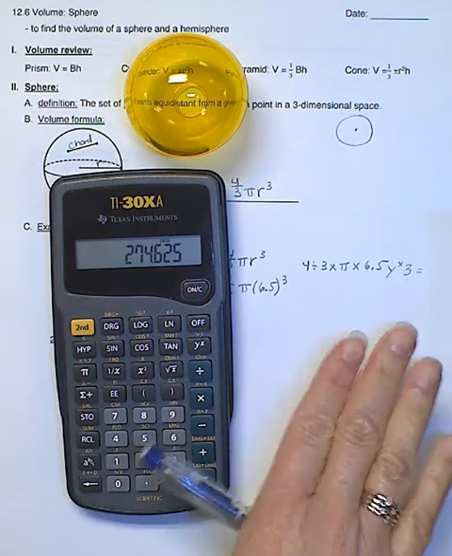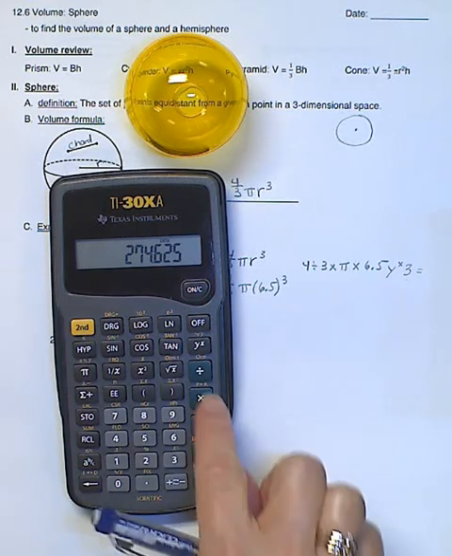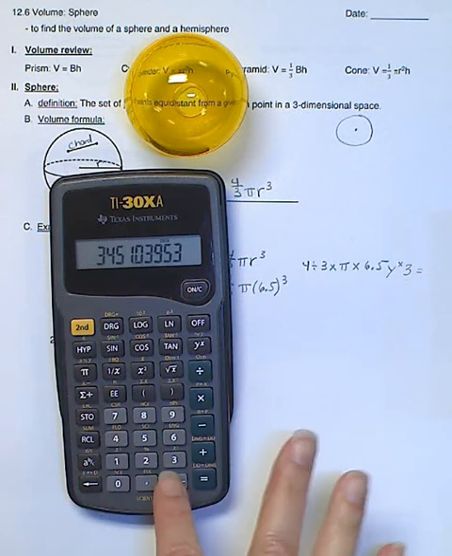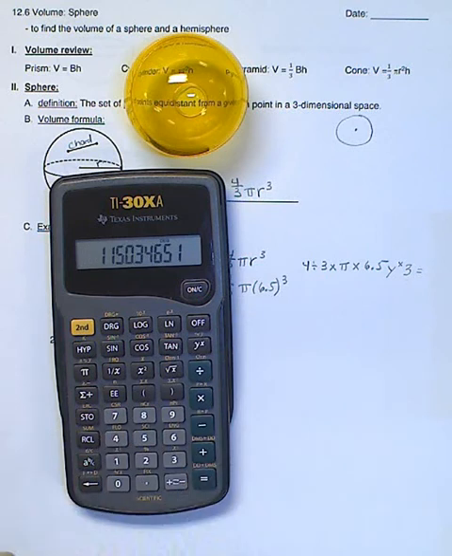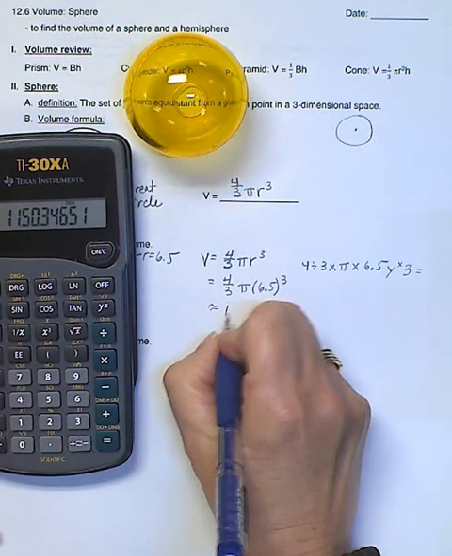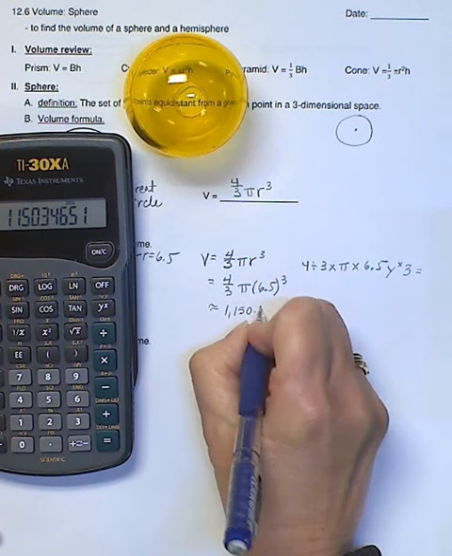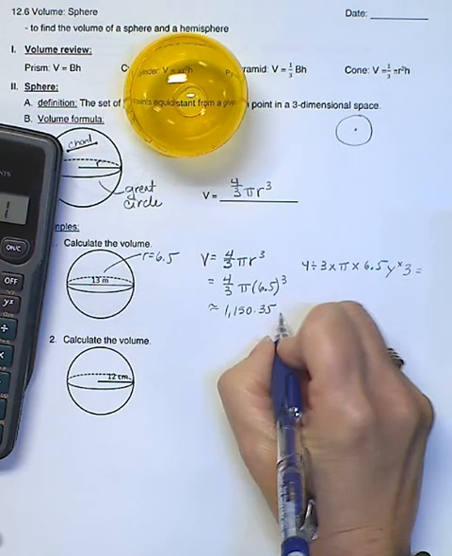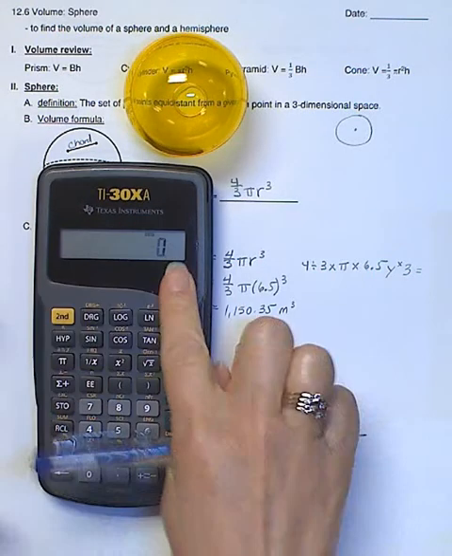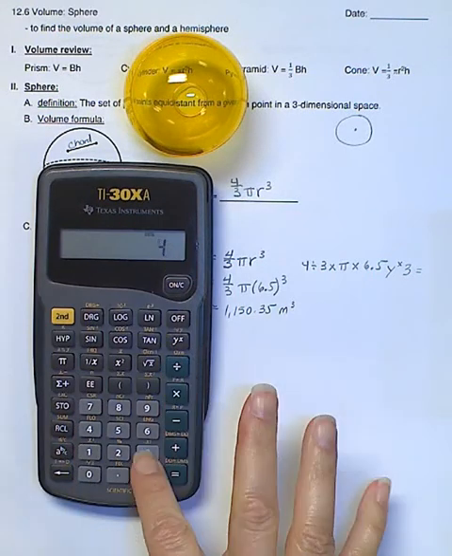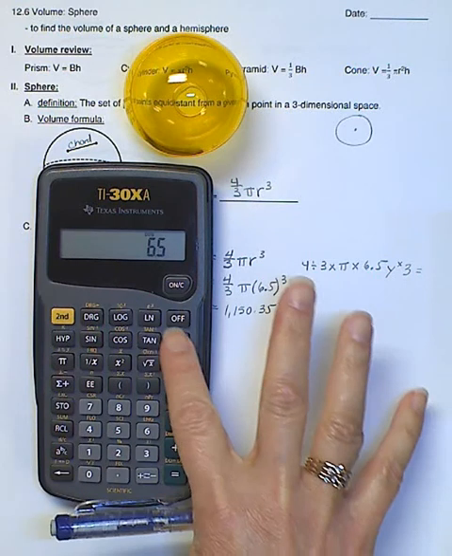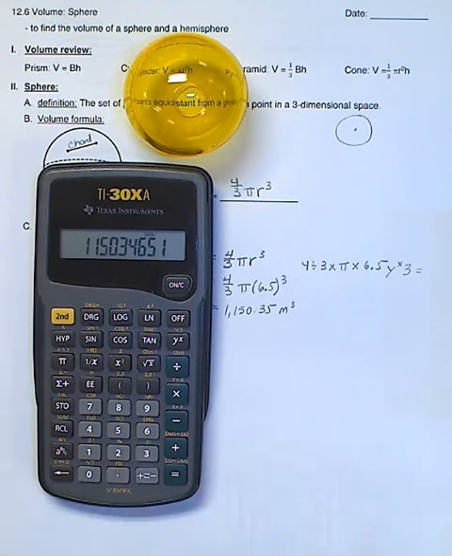So I could, since I did that first, I could go ahead and multiply by pi. I could go ahead and multiply by 4 because it's a numerator, and then somewhere along the line I need to divide by 3 because it's a denominator. So that gives me approximately 1,150.35 meters cubed. Again, you can just start on the left and go to the right. You could do 4 divided by 3 times pi times 6½ to the power of 3. I get the same answer.